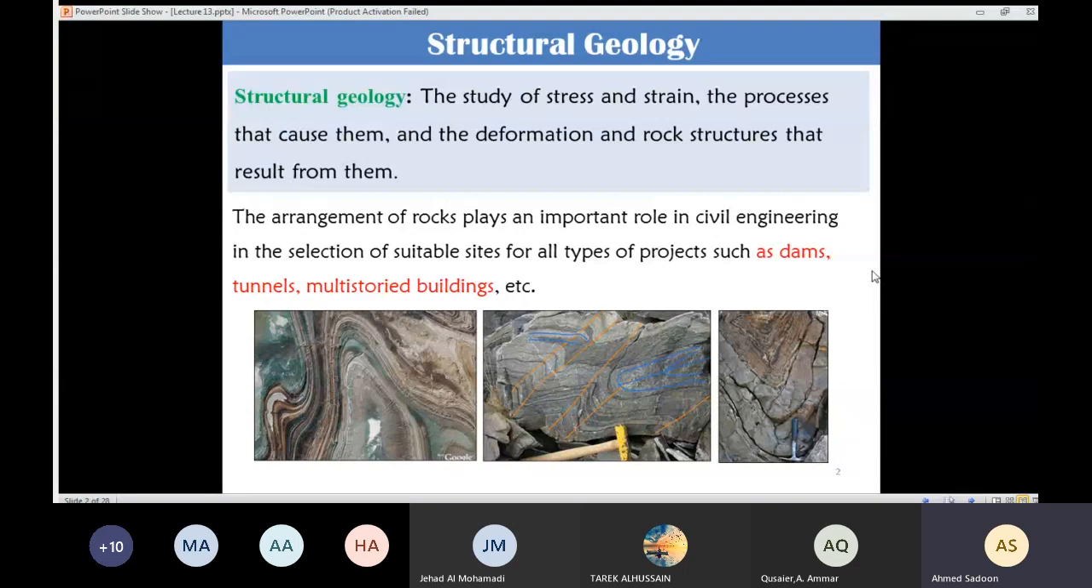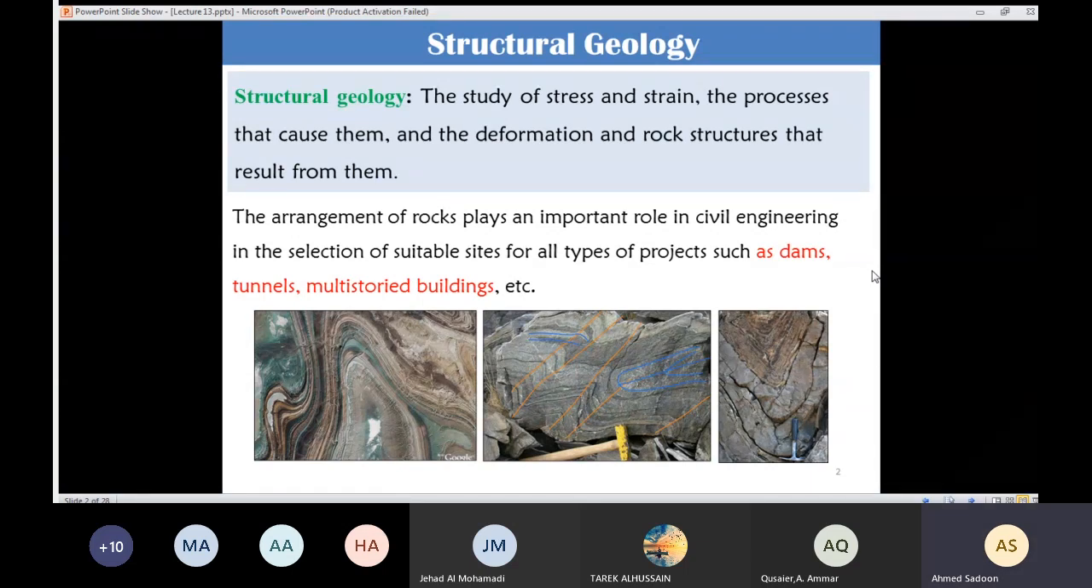So why is studying the deformation of rocks important for us as civil engineers? Well, in order to construct a dam or tunnel or multi-storied building, it's very important to know the arrangement of rocks. Because if the arrangement of rock is weak, at some point, you may change the location of a dam or a tunnel or a multi-storied building.